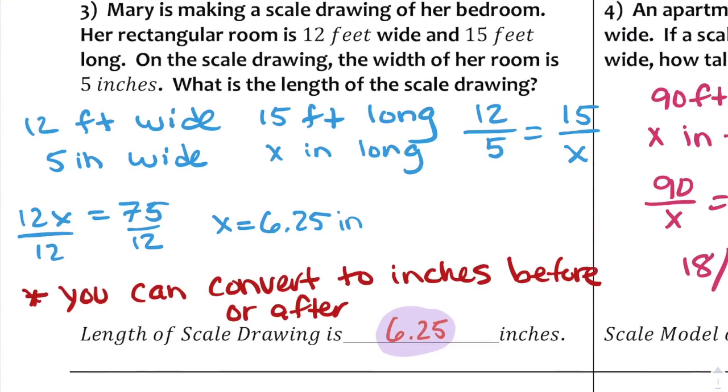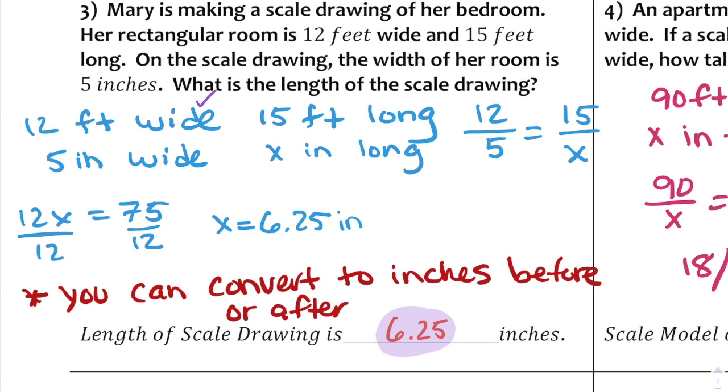Okay. Number 3. Mary is making a scale drawing of a bedroom. Her rectangle room is 12 feet wide and 15 feet long. On a scale drawing, the width of her room is 5 inches wide. What is the length of it? I don't know. But what I do know is I can set this up a few different ways. I can compare 12 to 15 and 5 to x, or 12 to 5 and 15 to x, which you notice is what I actually did right there.